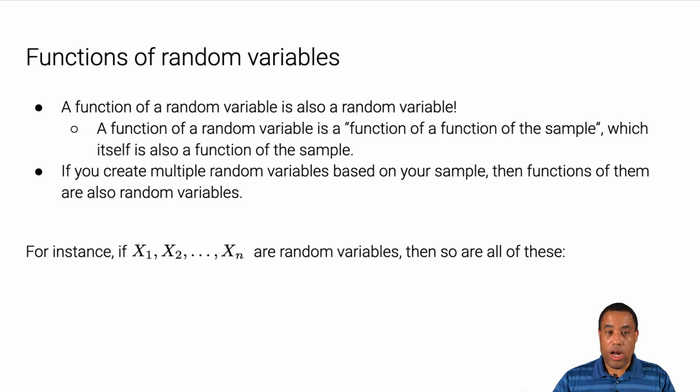So a random variable is a function of the sample. So a function of a random variable is a function of the sample. So it itself is also going to be a random variable.